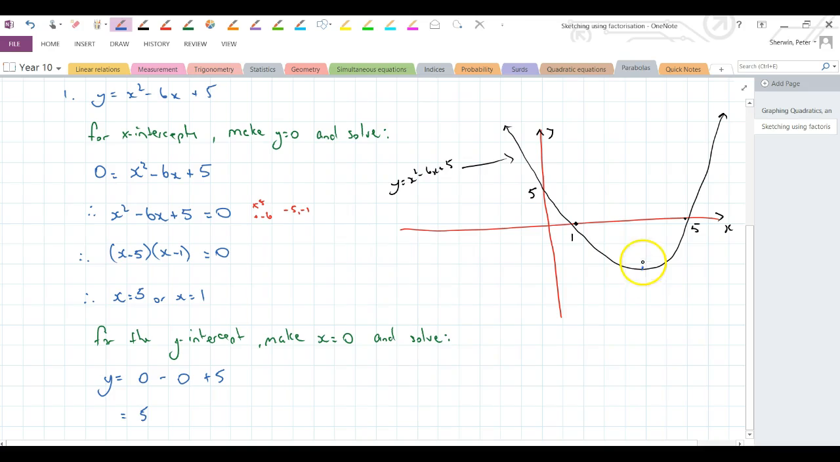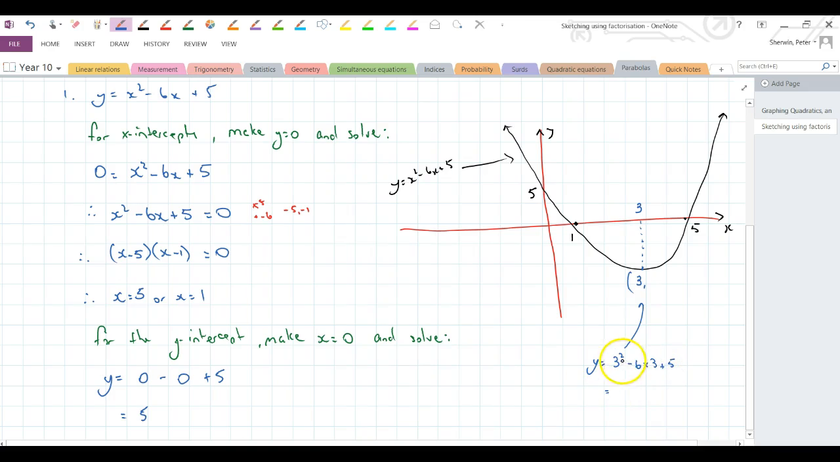Now the turning point is going to be halfway between my x-intercepts. So halfway between 1 and 3, sorry, 1 and 5 is 3. So my x-coordinate here is 3. My y-coordinate, I need to put 3 into this equation to find out what y is. So to find the y-coordinate here, I go y equals, and I'm going back to this equation here, 3 squared minus 6 times 3 plus 5.